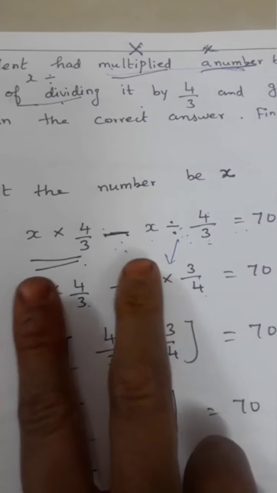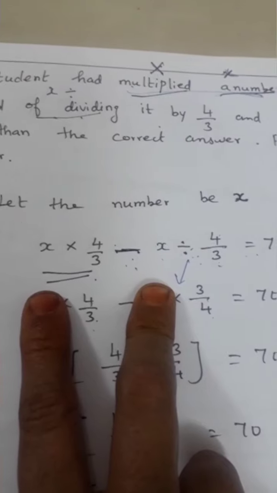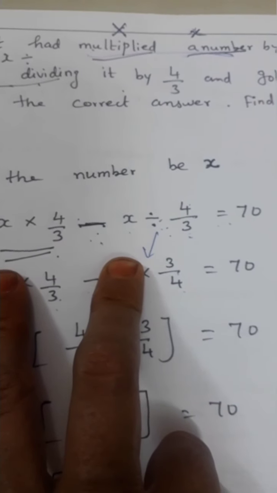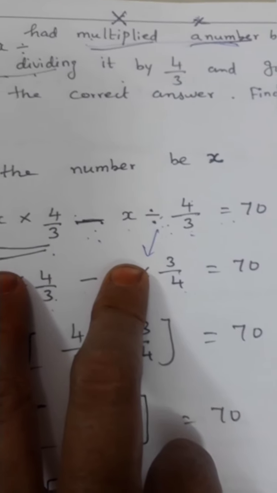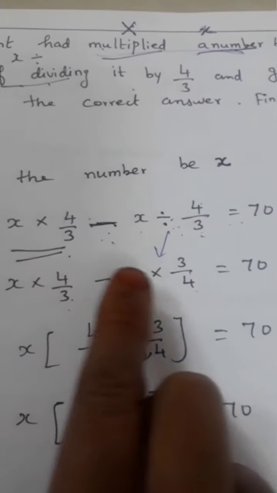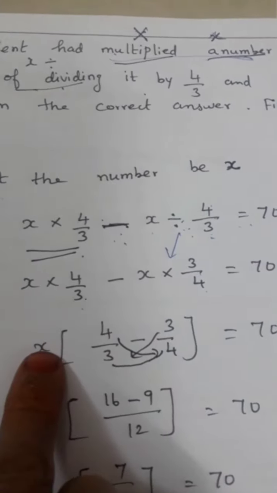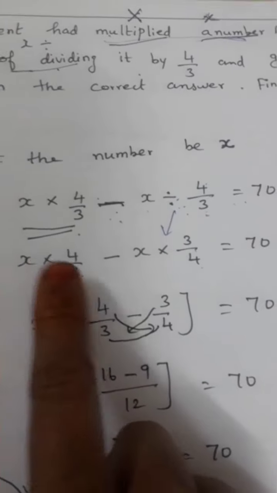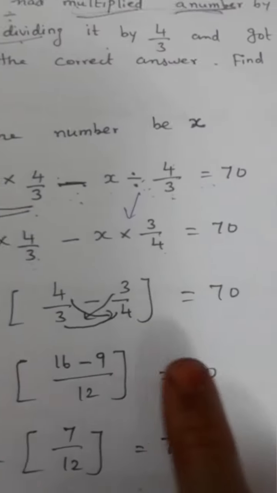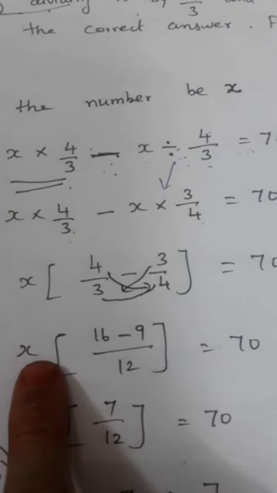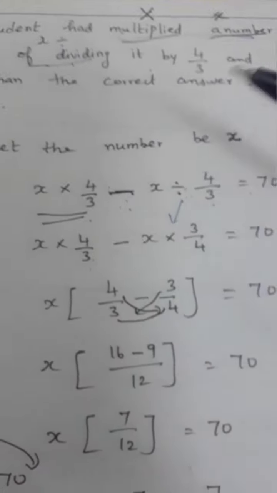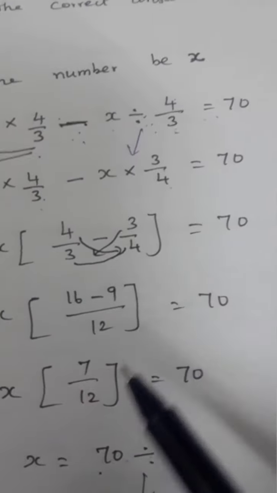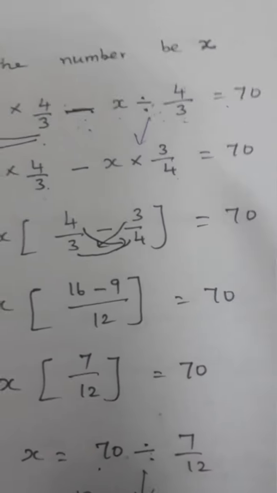Now we have two terms with x, so take x outside as common. What is remaining? 4 by 3 minus 3 by 4. See, 4 by 3 first, next the minus symbol, next 3 by 4. So x of 4 by 3 minus 3 by 4 is equal to 70. Take the LCM, cross multiplication. 4 4s are 16, 3 3s are 9, 16 minus 9 is 7 by 12, equal to 70.